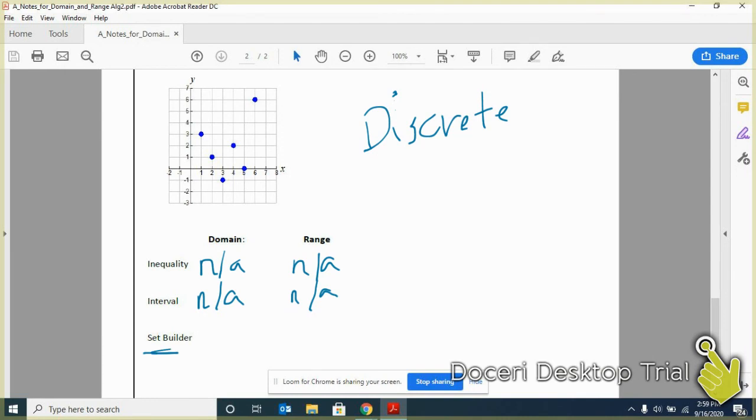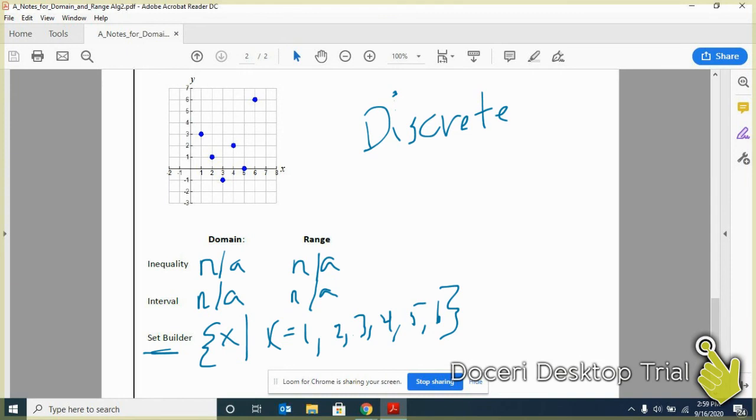Okay, and the best way to describe the domain and range of this is that I want all values of x such that x is going to be equal to, looks like 1, 2, 3, 4, 5, and 6.